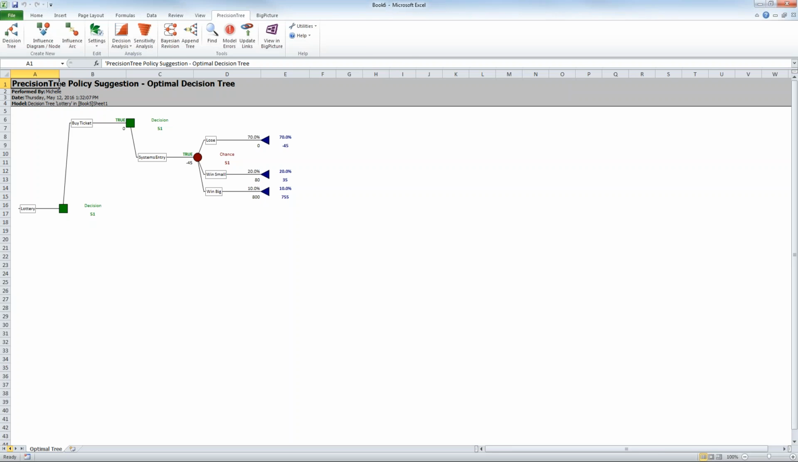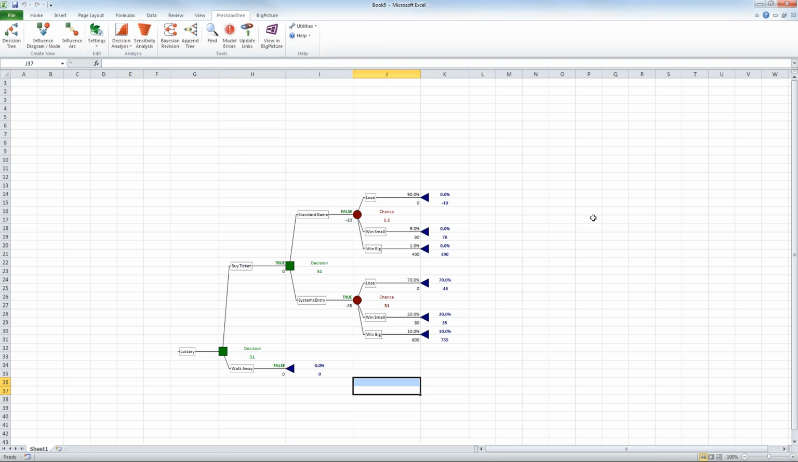There we go. Got our optimal tree here. Close that one out. Don't save. So here we have that tree. Now, what if we want to see this in BigPicture? We want to present this to others.